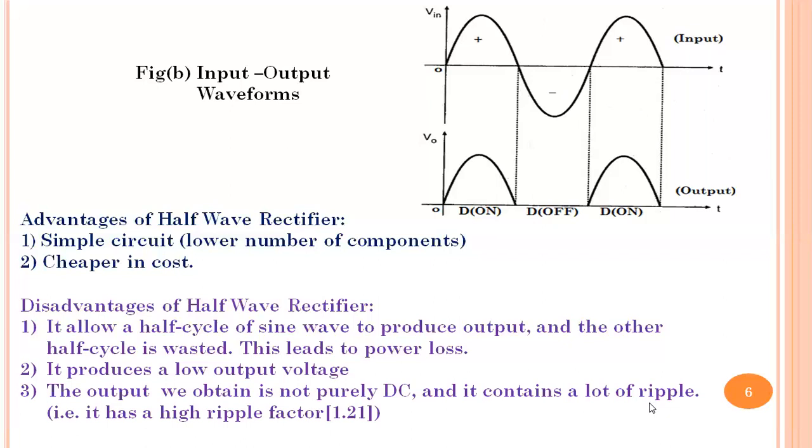As one more drawback, all these drawbacks can be overcome by using the next types of rectifier circuit, that is the full wave, and the third one as the bridge. We'll see about them in our next coming sessions one by one.